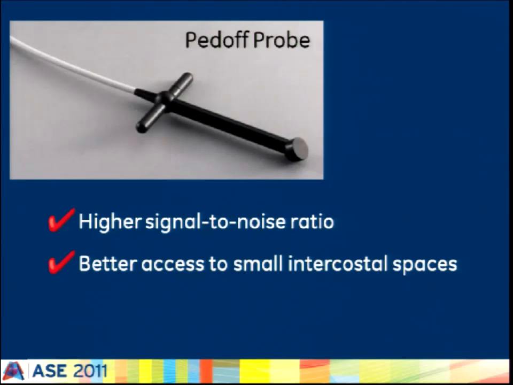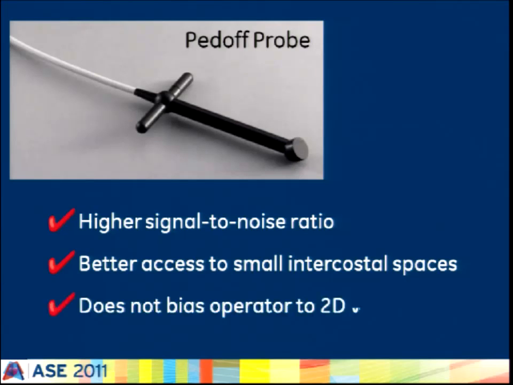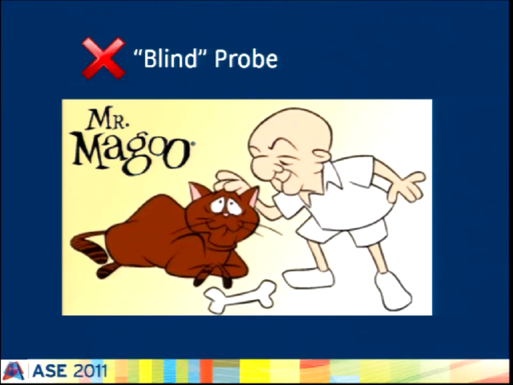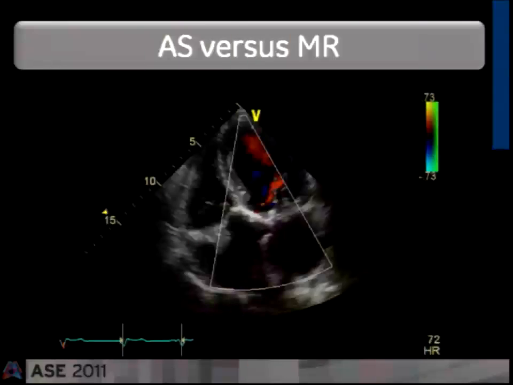It has better access to small intercostal spaces and therefore is very useful for obtaining signals from right sternal edge, supraclavicular fossa and so forth. And also it does not bias the observer to 2D images. Because this is a blind CW probe, we are only looking for signals based on their Doppler quality, audio signal and so forth. So we're not biased by looking for signals from images that we obtain good 2D images from. Because it is a blind probe, however, it's important to note that sometimes we can get confused with our signals, and so this brings me to the main point of this topic, which is differentiating aortic stenosis from mitral regurgitation.